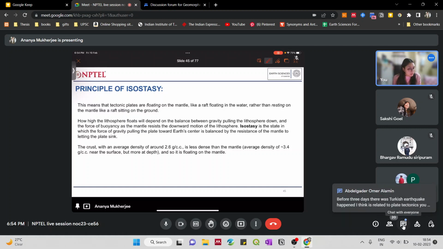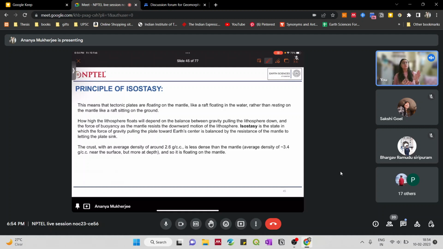Yes, the Turkish earthquake is related to plate tectonics also. I have a few slides where I'm going to talk about the earthquake to try to make you understand how different kinds of plate boundaries are acting at the point where the earthquake took place, and I will also give you more examples which have happened in the past, like the tsunami and the earthquakes.